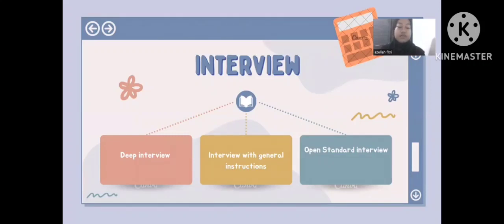For the open standard interview, a set of standard questions is used, namely questions with the exact wording, order, and presentation method for all interviewees. And then, next is the structured interview. The interviewer sets the problem and the questions to ask.